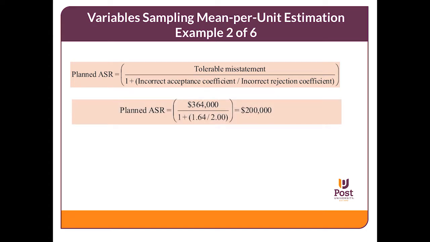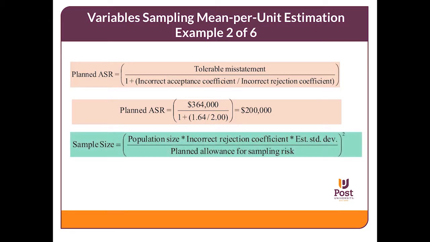364,000 divided by 1 plus 1.64 divided by 2 equals 200,000. We need that number in order to move on and compute sample size. Sample size equals population size times incorrect rejection coefficient times standard estimated deviation divided by the planned allowance for sampling risk.